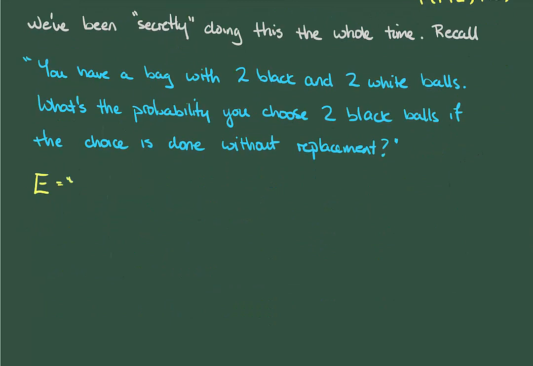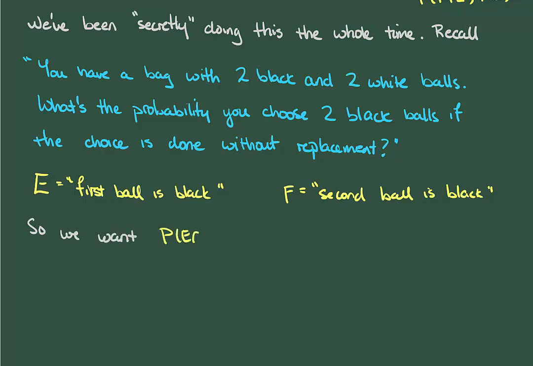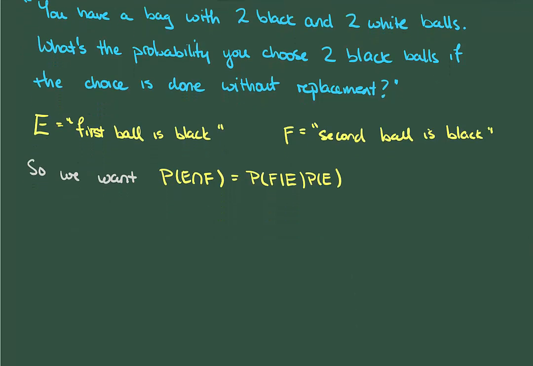Let's define 2 events, one for each draw. E will be that the first draw is black, while F is that the second draw is black. What we're looking for is the probability that both balls are black, so E intersect F. By our discussion above, this can be computed by using the conditional probability as follows. Here I'm doing the probability of F given E just because it makes more sense chronologically to ask the probability that the second ball is black knowing that the first draw was black.